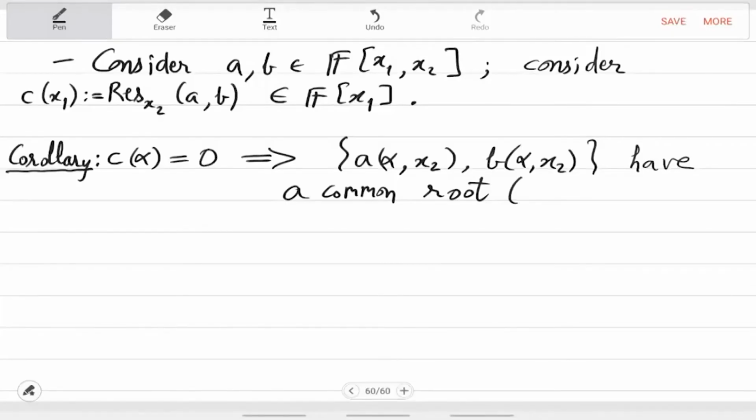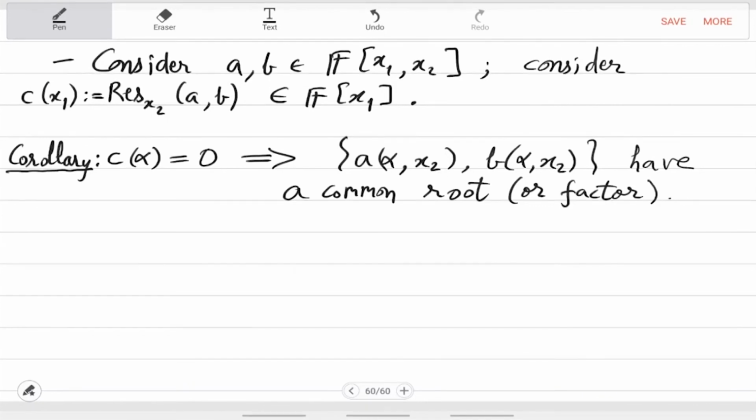Are you assuming the field is algebraically closed? Otherwise, why should it have a common root? It could just have a common factor. Yeah. So say it has a common factor. Yeah, you can replace this by factor. If F is not algebraically closed, then you will only get a non-trivial factor. But intuition is really from the roots.